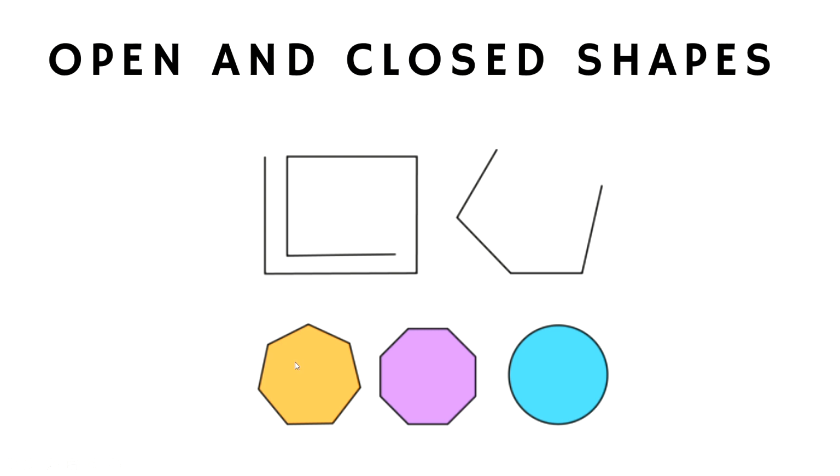Now we have 3 more examples. You can simply see that in these 3 examples we don't have any open end. It means that these are examples of closed shapes. So we have seen open shapes and closed shapes. Now it's time for the triangle.